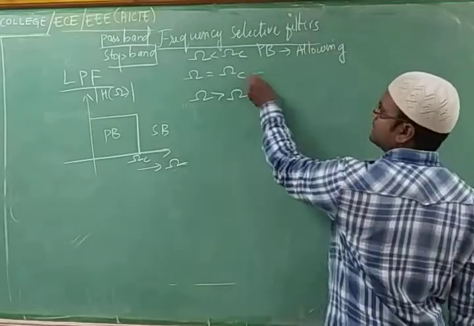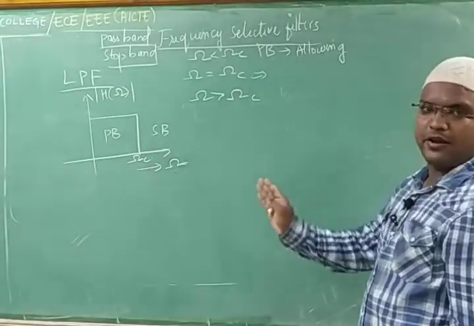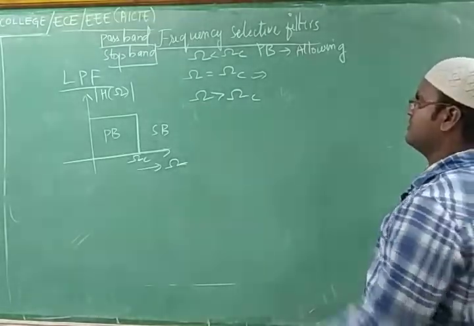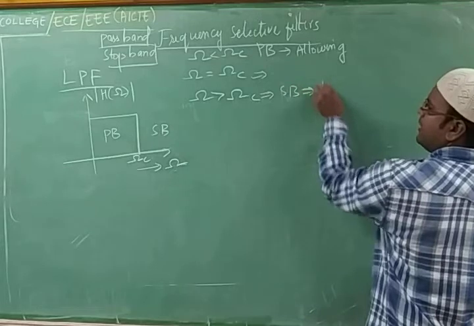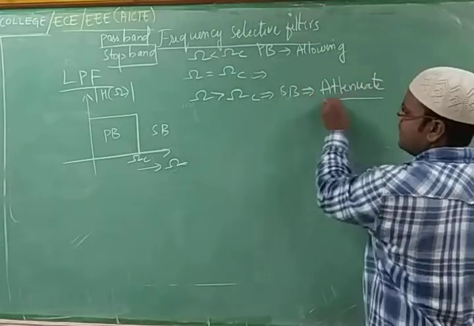Omega equals omega c, which comes under the same point, the pass band only. But it is a boundary, a barrier in which the pass band and stop band are segregated. So this is the same thing. Next, this is the stop band. That means it should attenuate, stop, or reject. So that is the stop band.